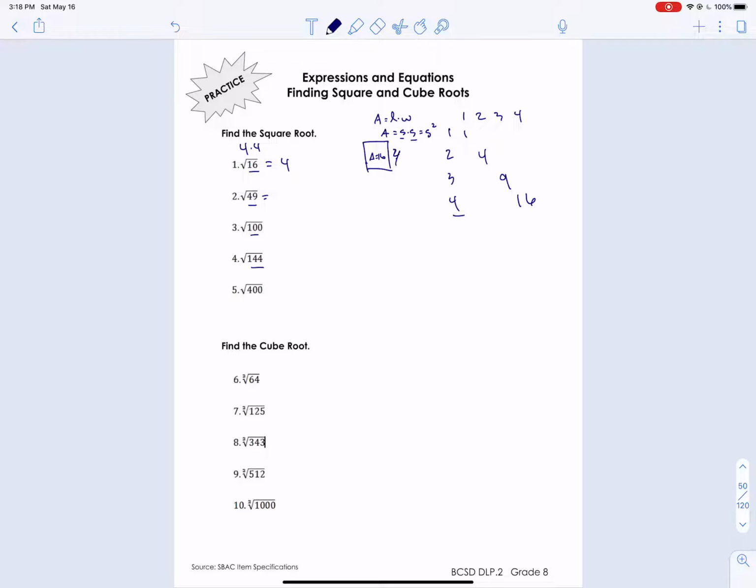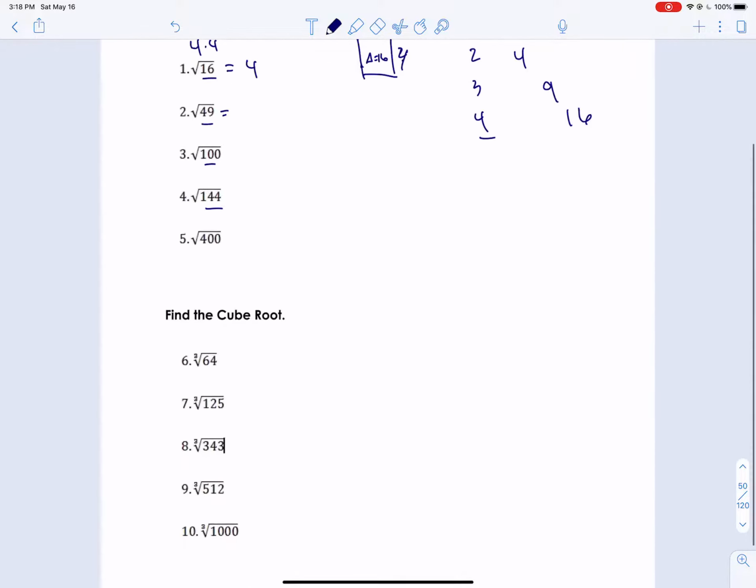Okay, cube roots. So this one, we need three numbers that we multiply together that have to be the same. That will give us the number underneath of that cube root symbol. So let's look at number 7. Okay, 125. So how can we get that? Think of 5 times 5, which is 25, times 5, which is 125. Okay, so that works, it's all the same number. So then the cube root of 125 is 5.